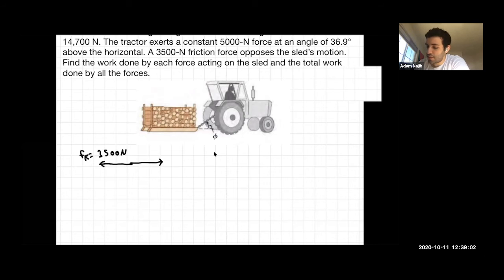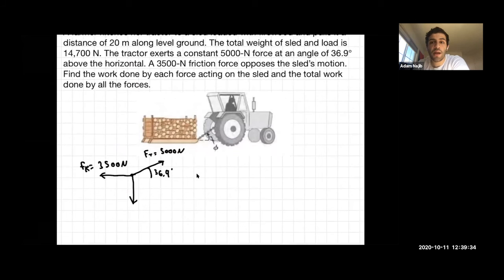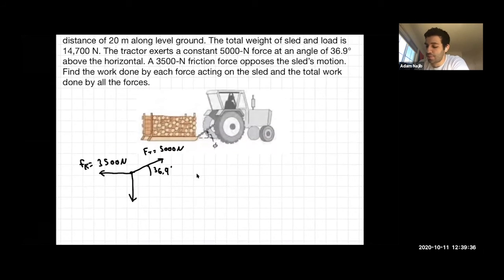I also have this angled force right here, and that is the tractor pulling on the sled. That is a 5,000 Newton force. I'm going to call this F sub t because it's from the tractor. That's equal to 5,000 Newtons, and it's acting at an angle of 36.9 degrees. And then I have the weight of the sled, which I'm told in the question is, for the total weight of the sled and the load, 14,700 Newtons.